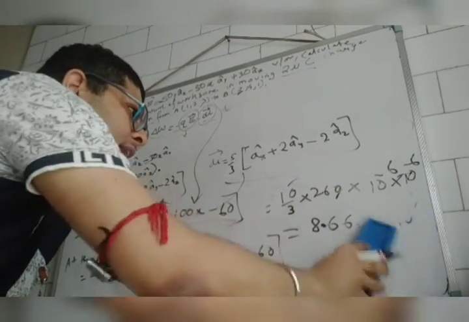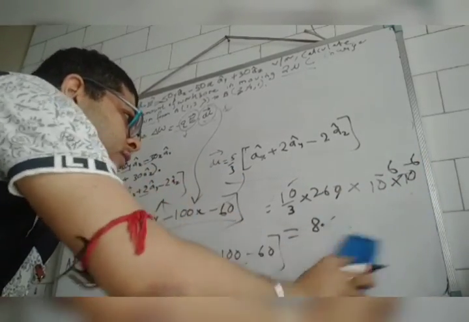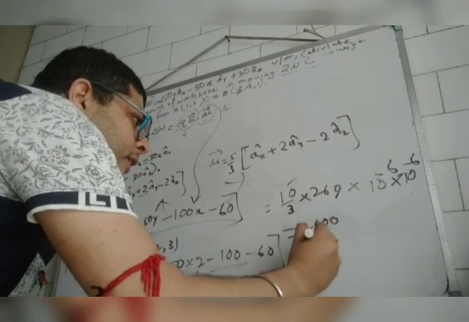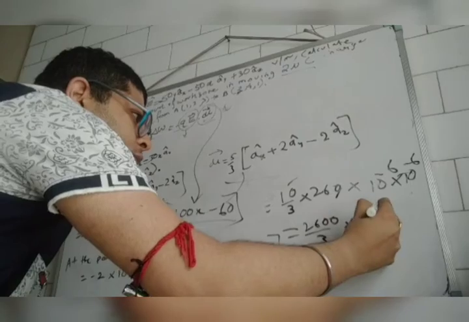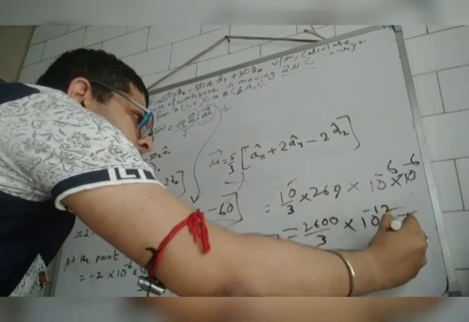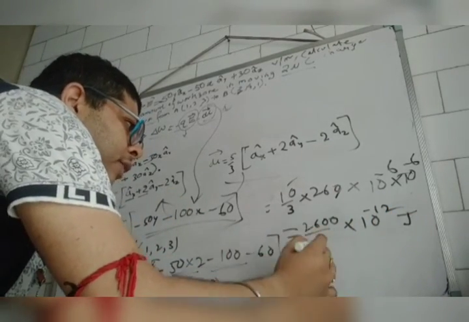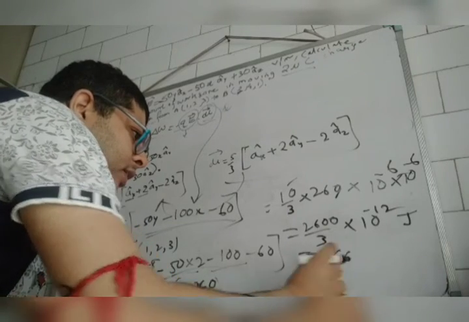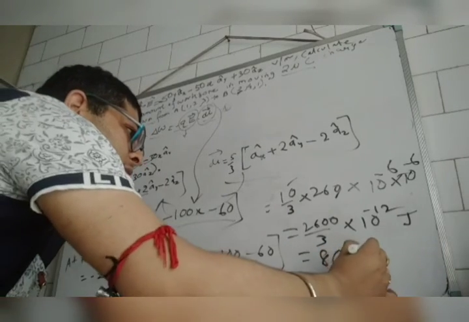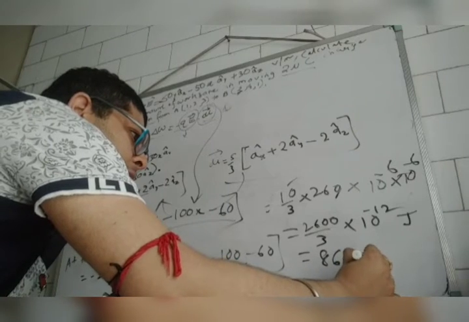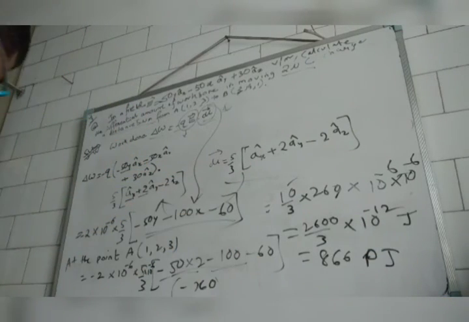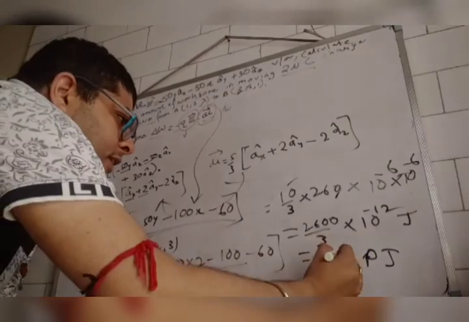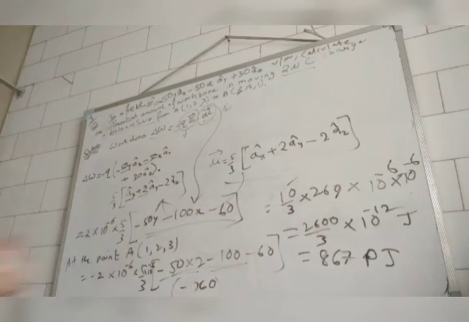So let us write this in this form. 2600 by 3 into 10 to the power minus 12 joule. Now you can see what we have calculated. This is 866 something that you can calculate, and this you can add as picojoule. This is picojoule. Approximately you can take 867. So this will be your answer.